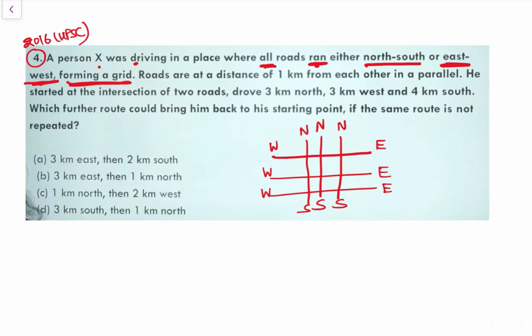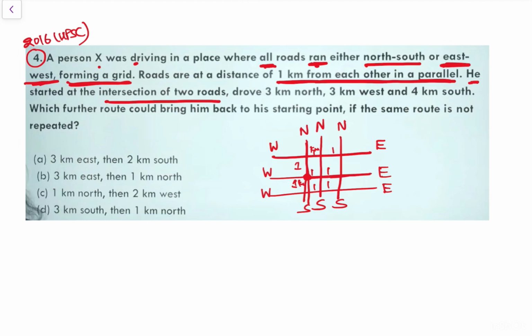North south roads are at a distance of 1 kilometer from each other in parallel. So the distance between them is 1 kilometer. So here 1 kilometer, ठीक है, और इधर भी 1 किलोमीटर है. So everything is 1 kilometer, 1 kilometer, 1 kilometer, ऐसा है. ठीक है, he started at the intersection of two roads.